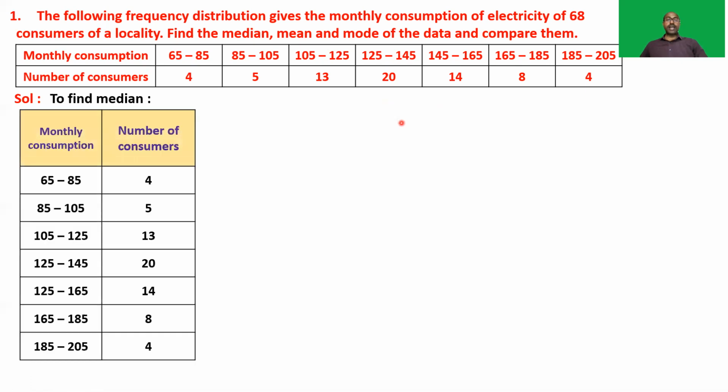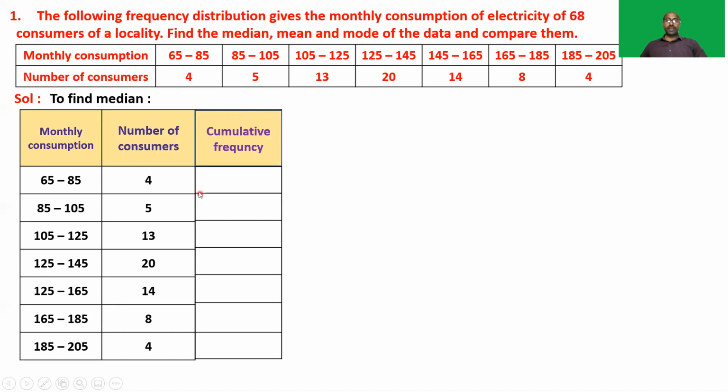So the first two columns are the same as the given data, and the third column we have to take is cumulative frequencies. In cumulative frequency, we add the frequencies of each class. That is, in the first row, the cumulative frequency is equal to 4. And in the second row, it is 4 plus 5, which is equal to 9. And in the third row, it is 4 plus 5 plus 13, that is 9 plus 13, which is equal to 22.